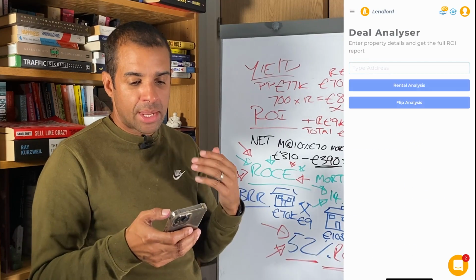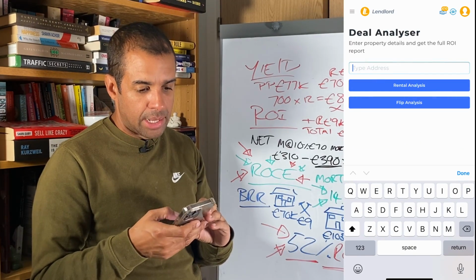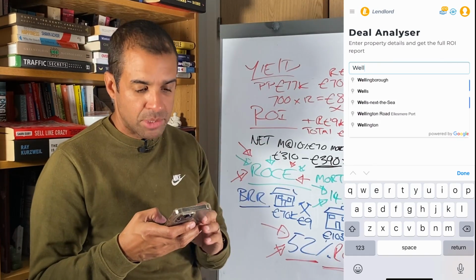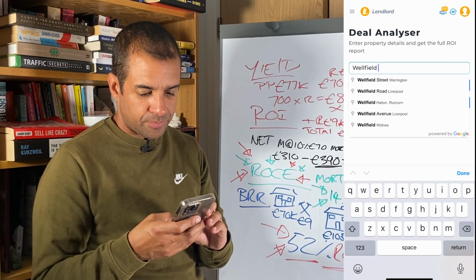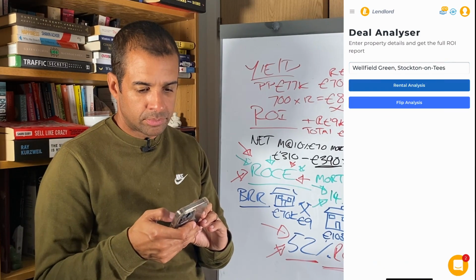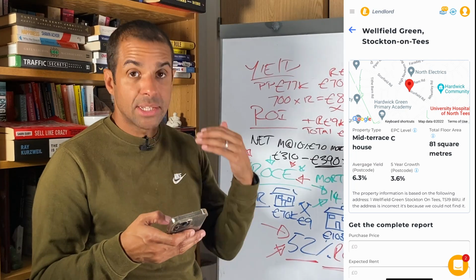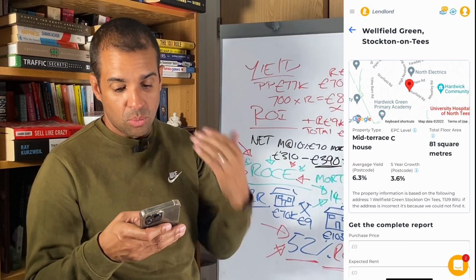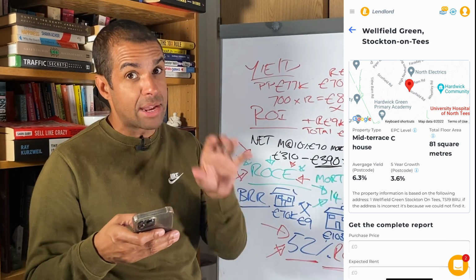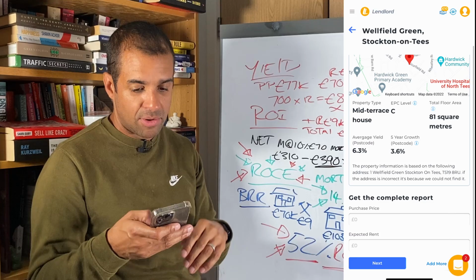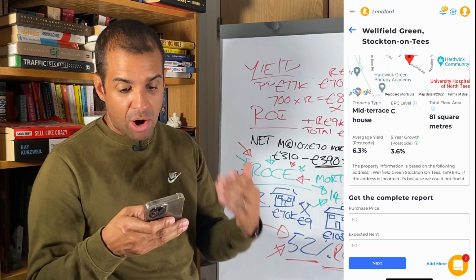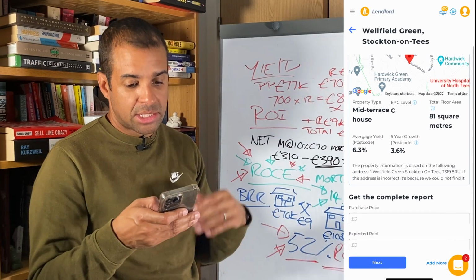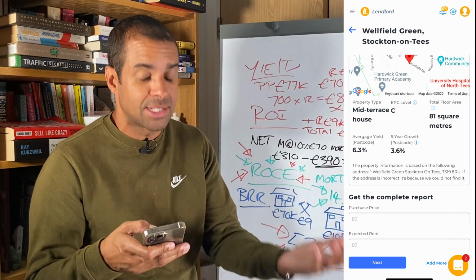Go into Deal Analyzer, and then you can put in the property. You can analyze a rental property, or you can analyze a flip as well. So if you type in the address of the property, rental analyzer, straight away it'll tell you what EPC it is. It'll tell you what type of property it is, the square meterage it is. Great for getting comparables, by the way, known as square meterage. It tells you what the average growth has been. So as I said, it's had a 3.6% growth. That's what makes this even more powerful. It tells you what the average yield in the area is, 6.3%.